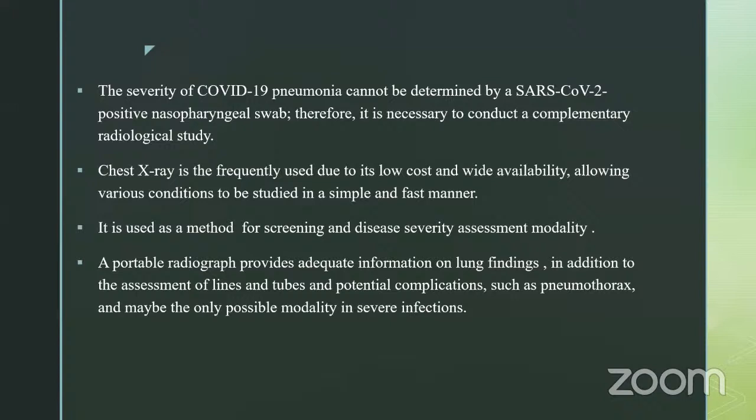And as nowadays we have portable X-ray machines, we can shift them to the patient's bedside in the ICU or anywhere, and we can get adequate information on the lung findings in addition to the lines and tubes, like whether the patient has an endotracheal tube or central line. So that sort of information can also be obtained with X-ray. And potential complications like pneumothorax can also be assessed with the bedside X-ray itself. Sometimes it is the only possible modality in severe infection cases because patients will be very severely ill. They cannot be mobilized to another location for a CT or other investigations.